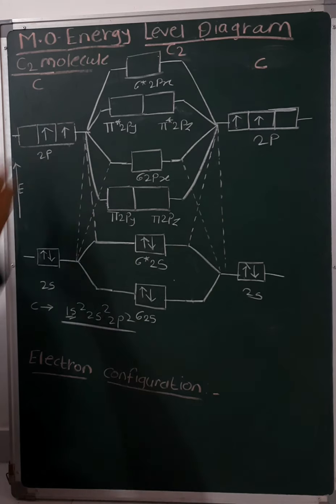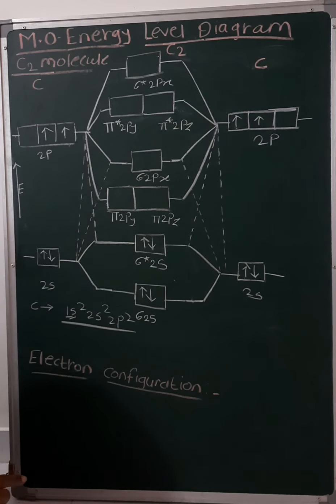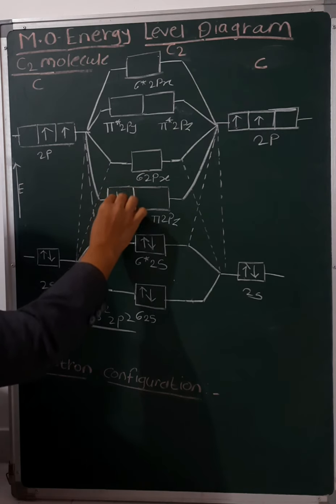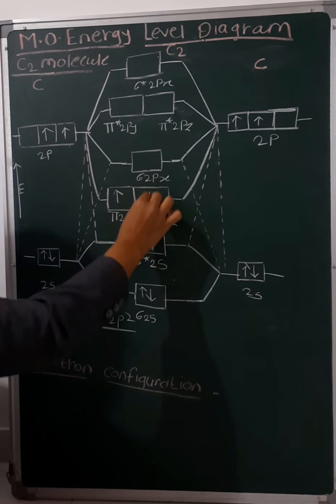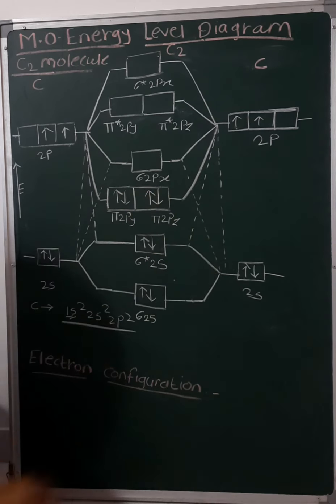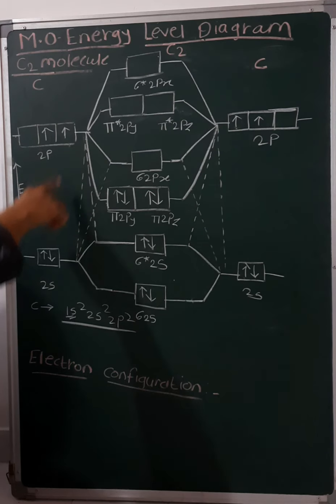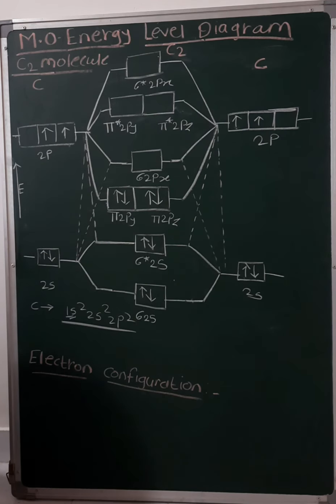Then in the 2p orbitals, a total of 4 electrons are present. The first 2 electrons go to pi 2py and pi 2pz, and the other 2 go to pi 2py and pi 2pz as well. This is the molecular orbital energy level diagram for the carbon molecule.